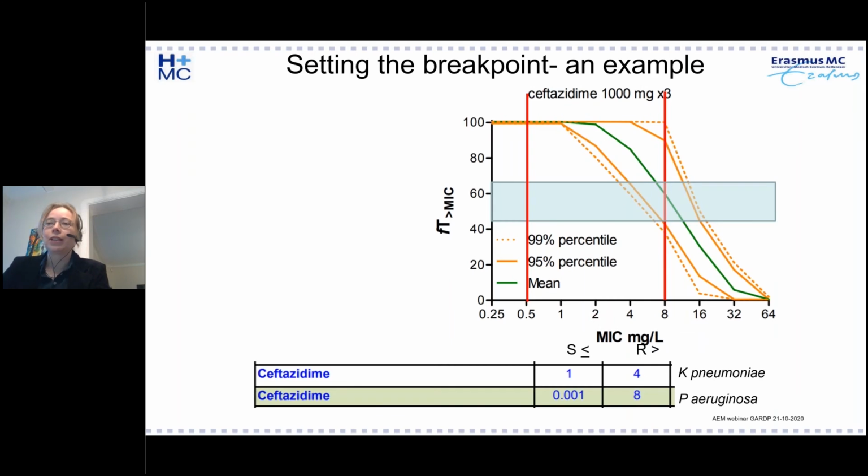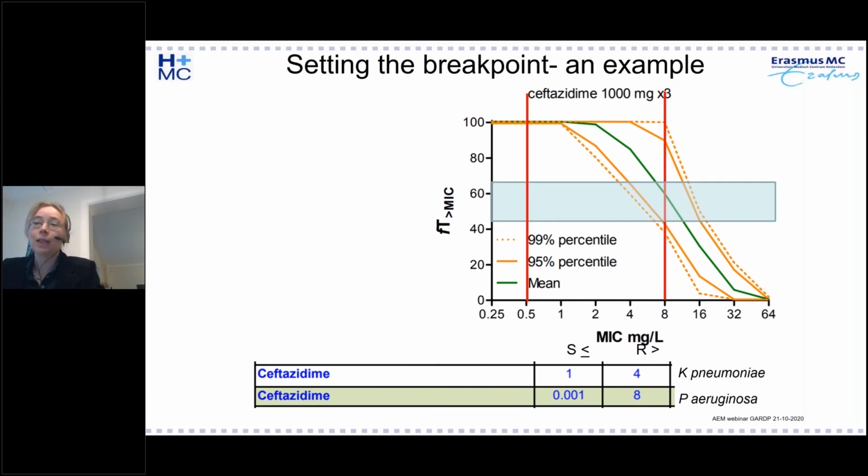And that's also interesting. If you look at the breakpoints, you can see that this is truly an issue. If the breakpoint of Klebsiella pneumoniae for susceptibility is 1, and you go up from 1, you see the time above MIC for the entire population is 100%. So I'm not worried about that. That should be fine. For ceftazidime and the Pseudomonas, you see a very wide range here from 0.001 for susceptible.